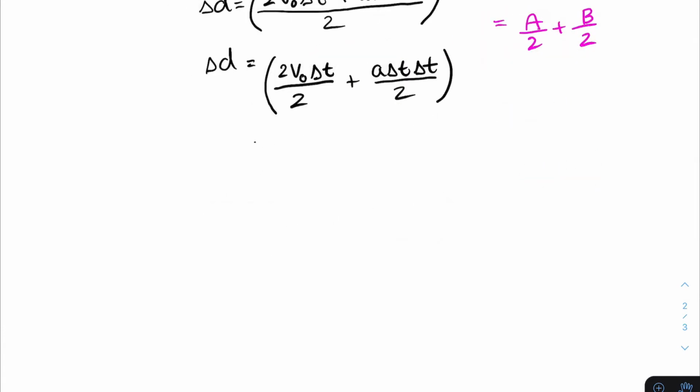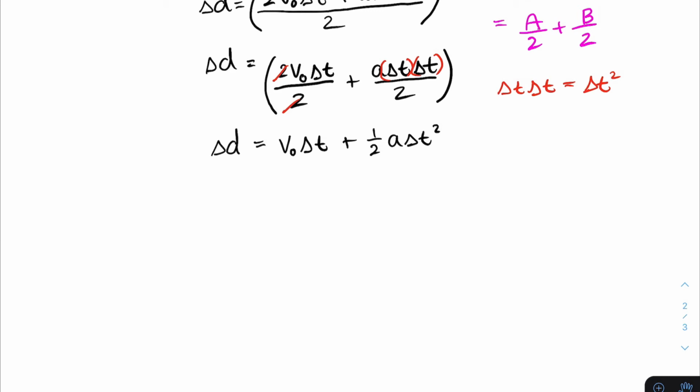All right, so now let's simplify it further. Notice that the 2 will cancel out. And also notice that we have a delta T times a delta T. So that means we're multiplying the same term by itself, which is the equivalent of delta T all squared. This will give us V initial delta T plus 1 over 2 A delta T squared. And this is equal to the displacement.